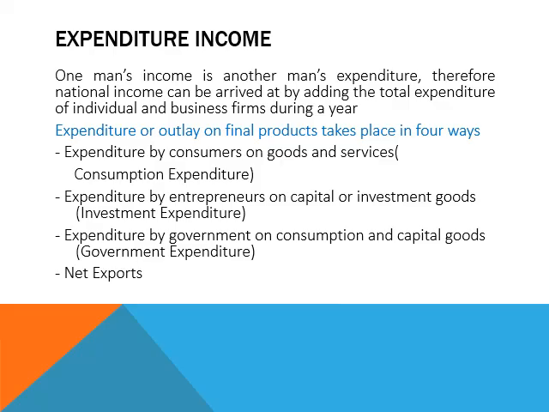The last method is the expenditure method. One man's income is another man's expenditure. Therefore, national income can be arrived at by adding the total expenditure of individuals and business firms during a year. Expenditure or outlay on final products takes place in four ways.